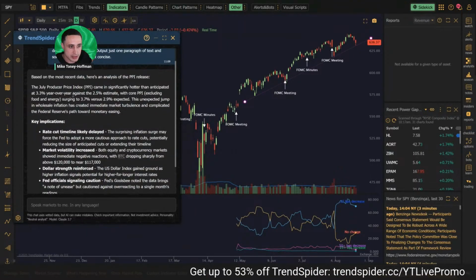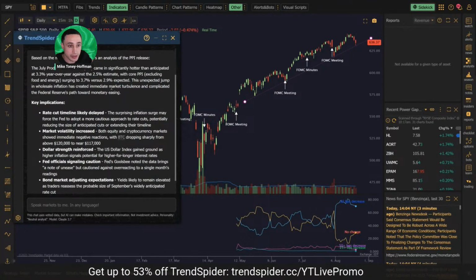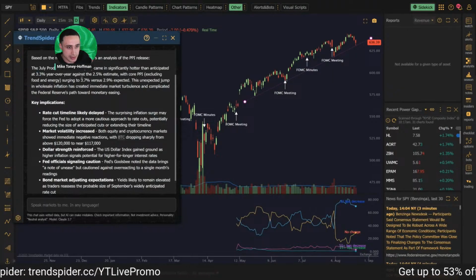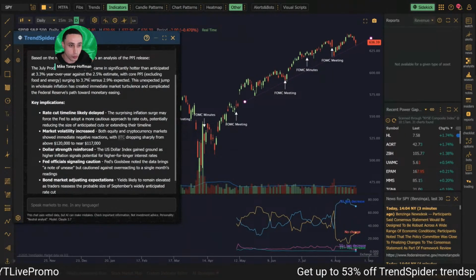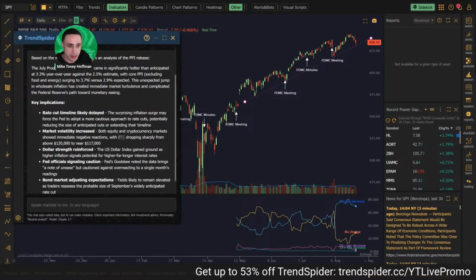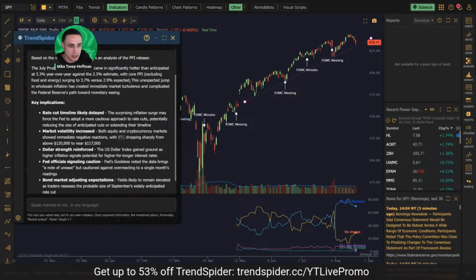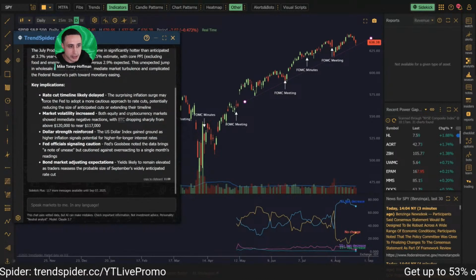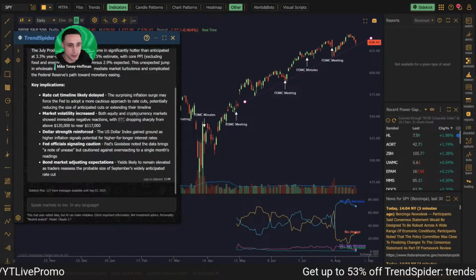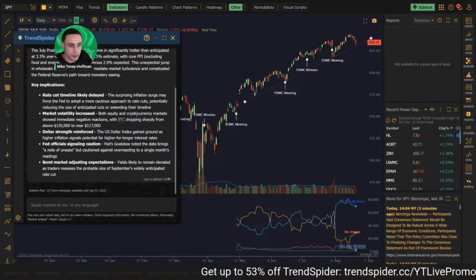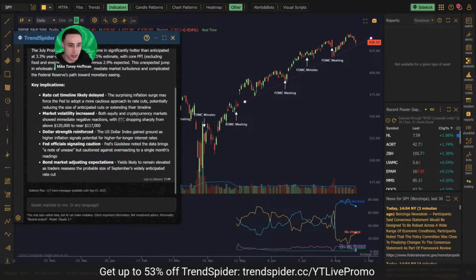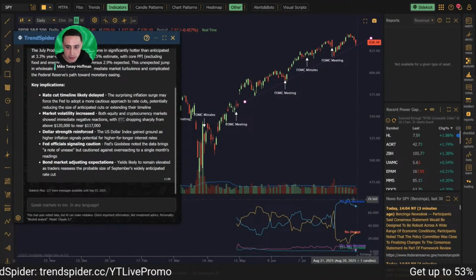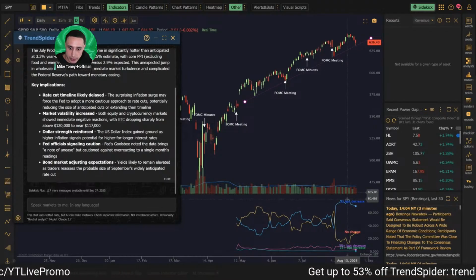So as you can see, it says the July PPI came in much hotter than anticipated at 3.3% year over year against that 2.5% estimate, which is quite large, you guys. That is not a good sign. And so let's see what it says. Key implications. It says rate cut timelines likely delayed. The surprising inflation surge may force the Fed to adopt a more cautious approach to rate cuts, potentially reducing the size of anticipated cuts, which is basically what happened right here.